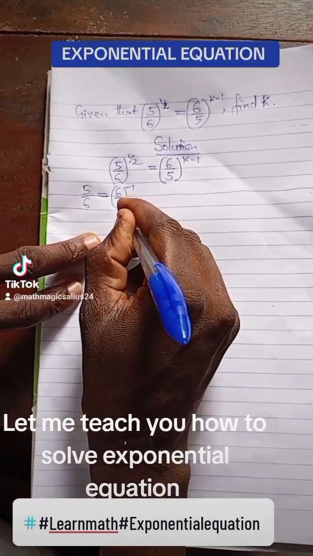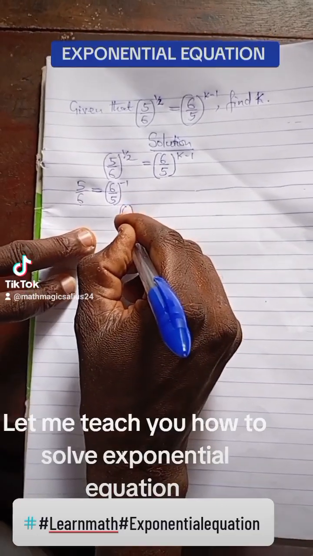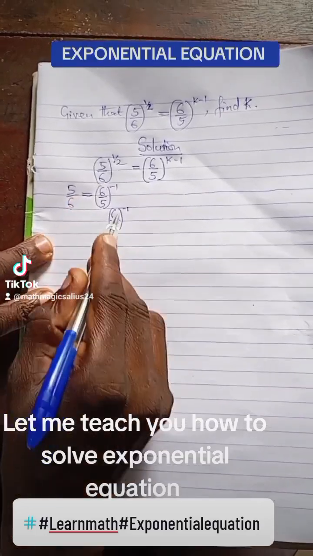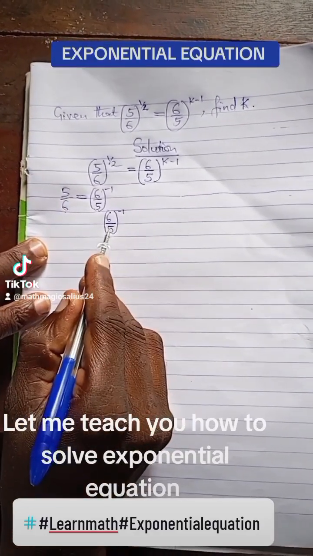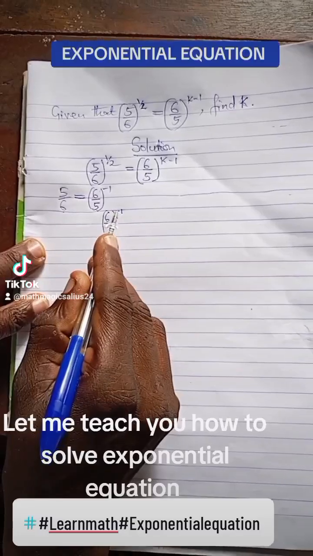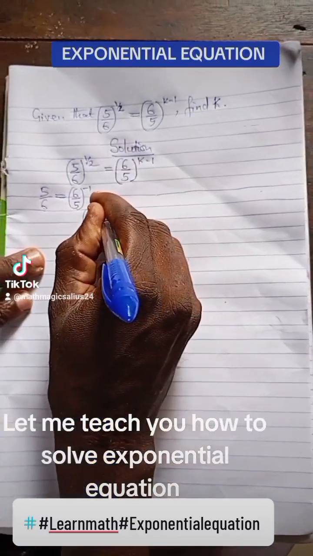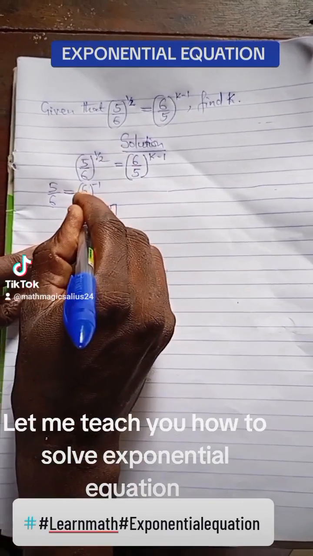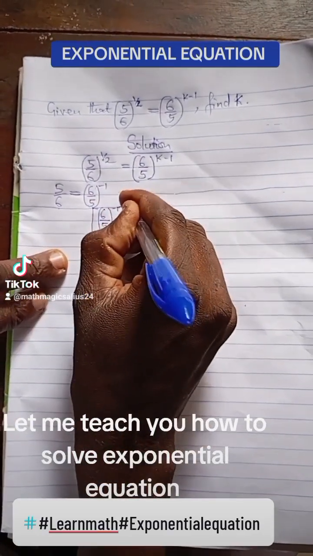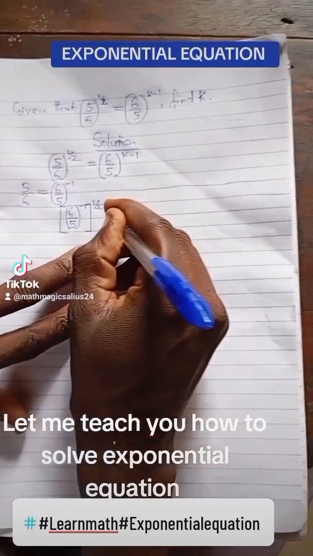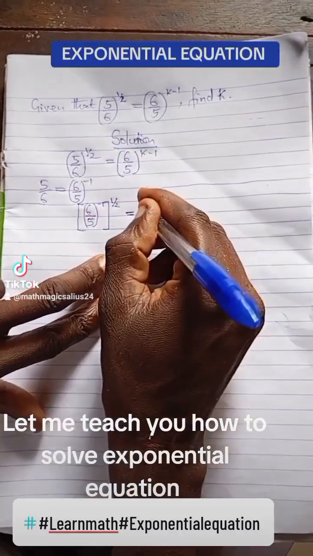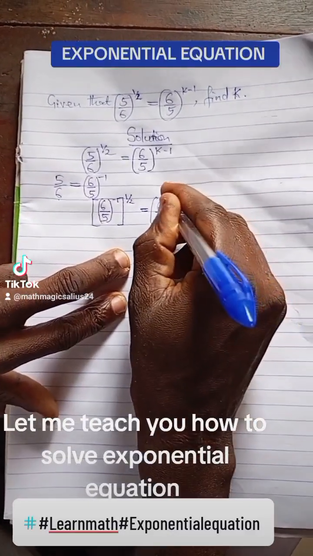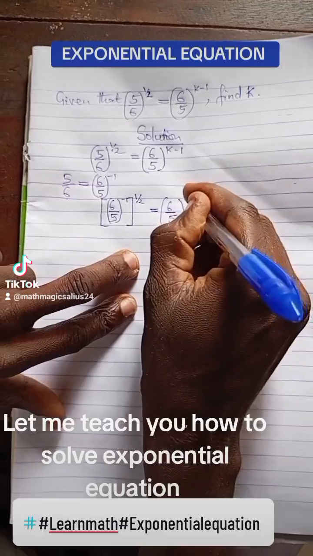So we are going to have 6/5 raised to the power of minus 1. I am replacing 5/6 with (6/5)^(-1). Everything, don't forget, is raised to the power of 1/2. I'm going to have 1/2 here, equal to 6/5, everything raised to the power of k minus 1.